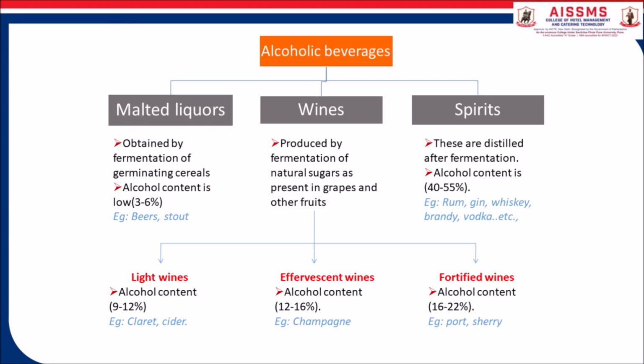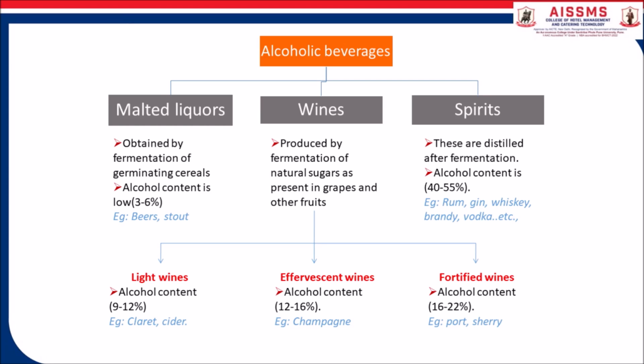The third category of wines is fortified wines, where the alcohol content is between 16 to 22%. The common examples which can be shared are port wine and sherry wine. The third component that we are now going to understand under alcoholic beverages is the spirits.